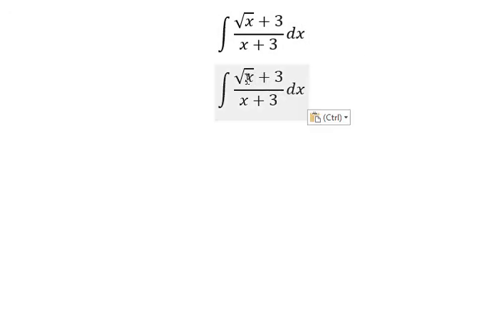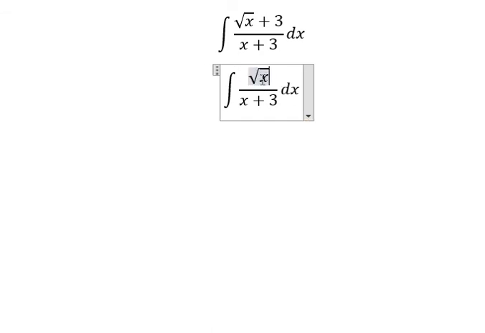About this one, we can divide into two fractions in here. The first one, that's about the square root of s over s plus 3 dx. And then we have the second one in here.